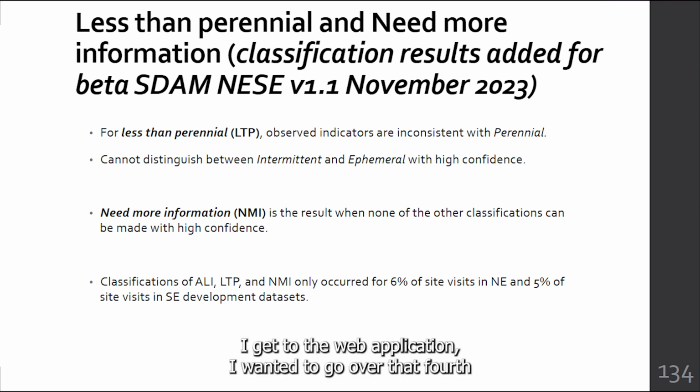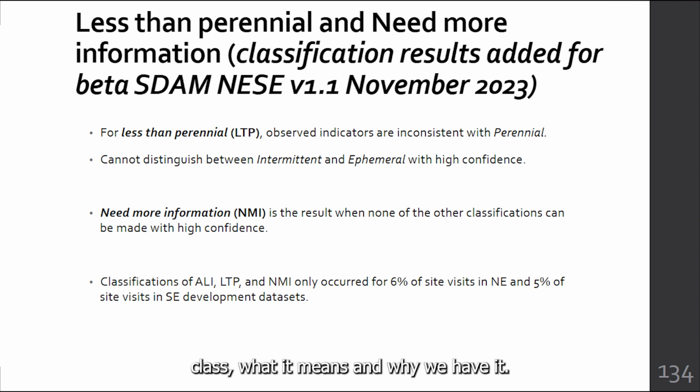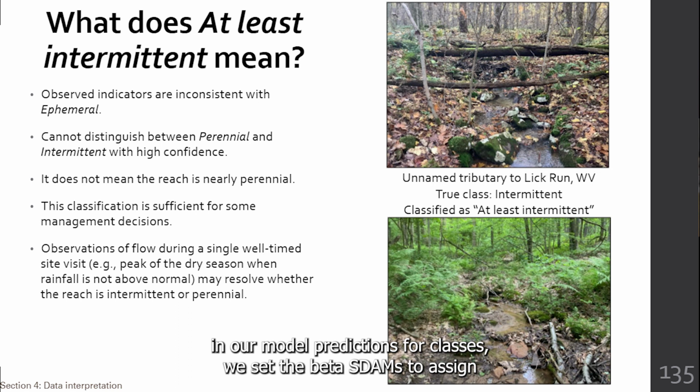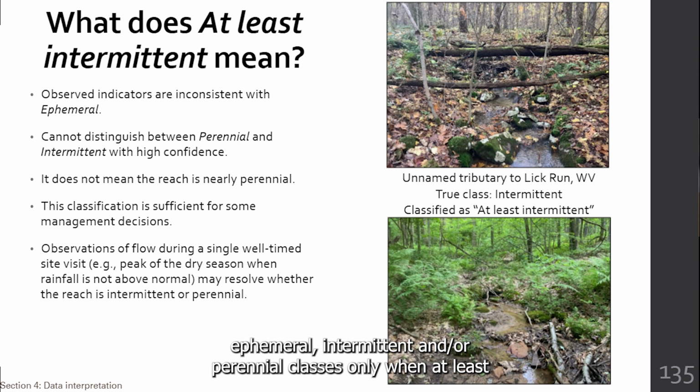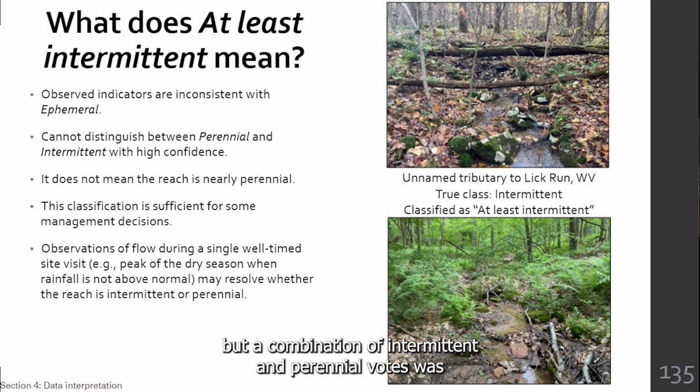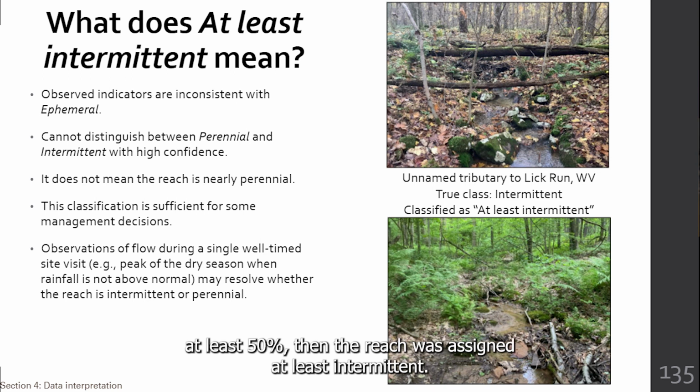Before I get to the web application, I wanted to go over that fourth class, what it means and why we have it. So remember that because we wanted to have high confidence in our model predictions for classes, we set the beta SDAMs to assign ephemeral, intermittent, or perennial classes only when at least 50% of the votes from the random forest models predicted a class. And if that condition was not met, but a combination of intermittent and perennial votes was at least 50%, then the reach was assigned at least intermittent.